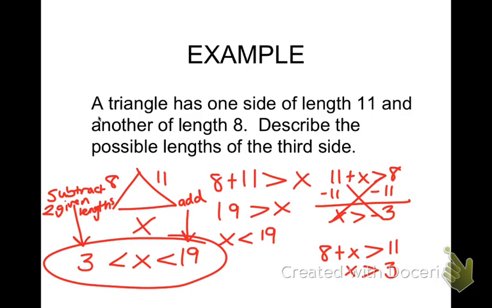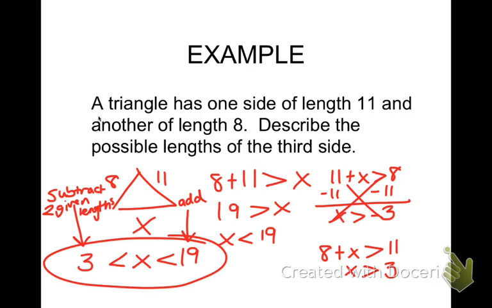If this was 20 and this was 6, what's my lower number? 14 and 26. See how that works? So when you're asked to describe the possible lengths, you need to write it as a compound inequality. One more? If we have 13 and 5, 8 and 18. Right? Okay? All right.